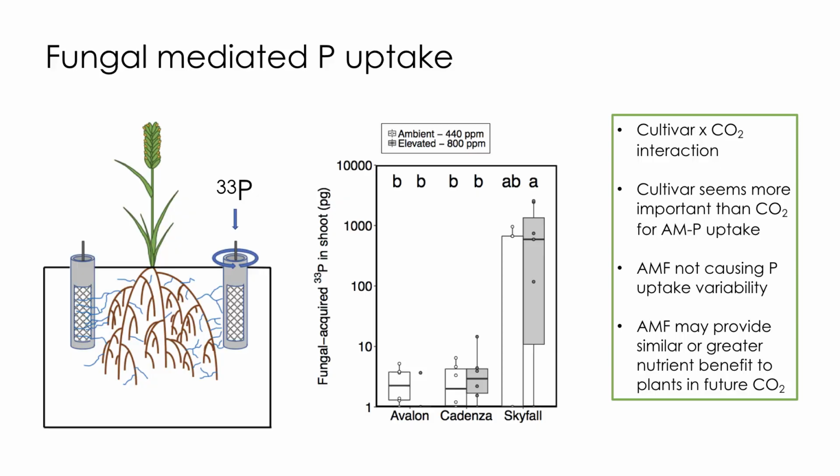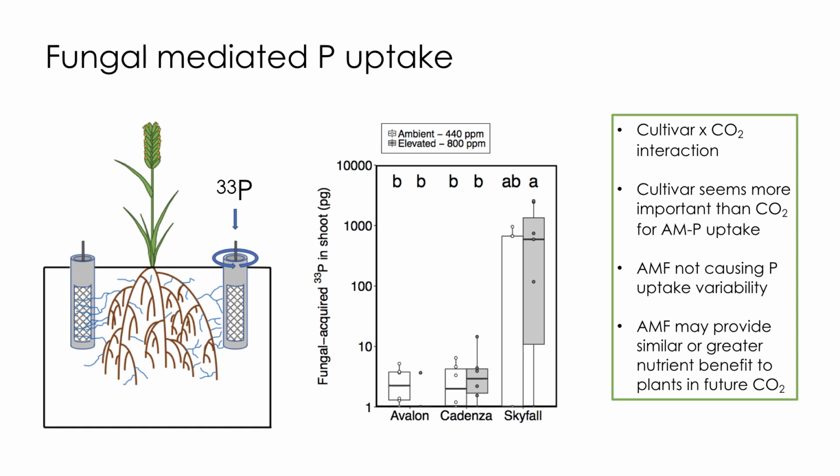And what do we see? Well, not much going on in Cadenza, so suggestion that maybe the fungi aren't very active there at all, so possibly can't explain that difference in CO2 concentration in phosphorus in the shoots. And also in Avalon, not much fungal acquisition. But in Skyfall, and you notice the huge error bars on this spread of data here, we do have a lot more uptake, and also notice the log scale. And so it's looking like Skyfall are getting much more phosphorus through their mycorrhizal partners than either of the other two cultivars.